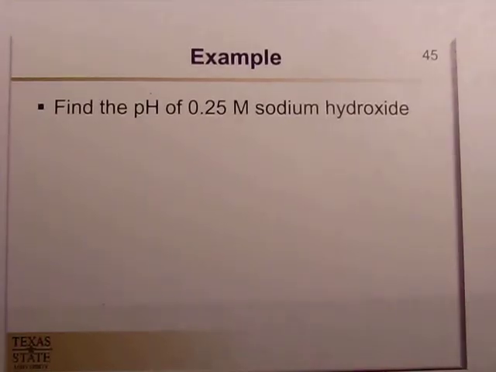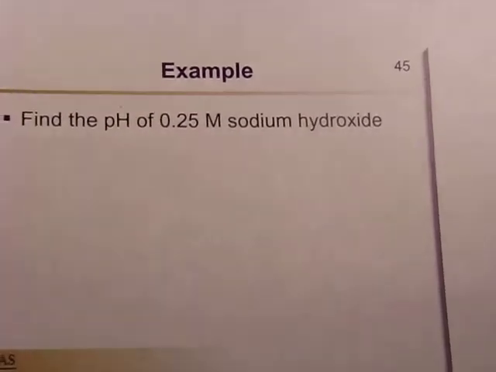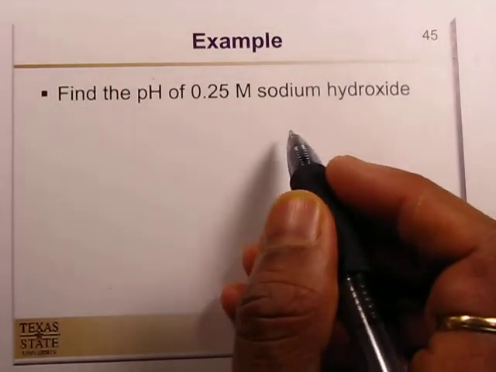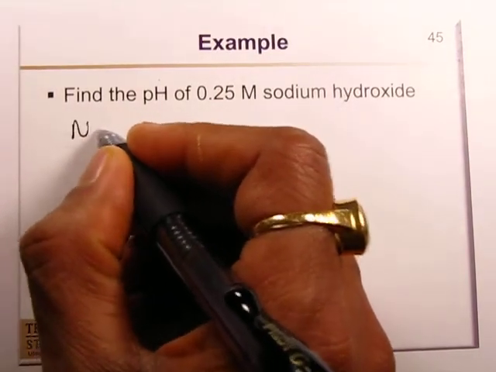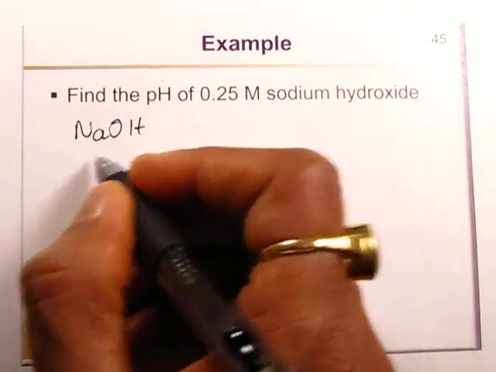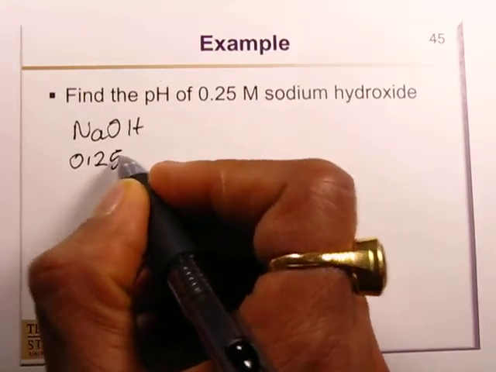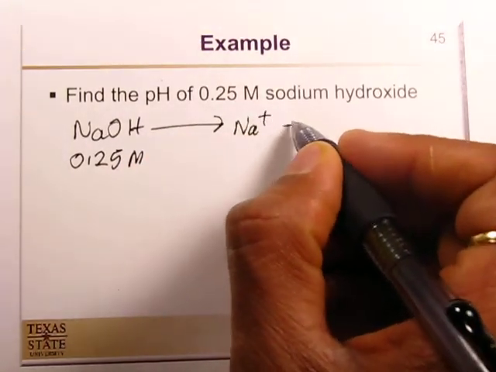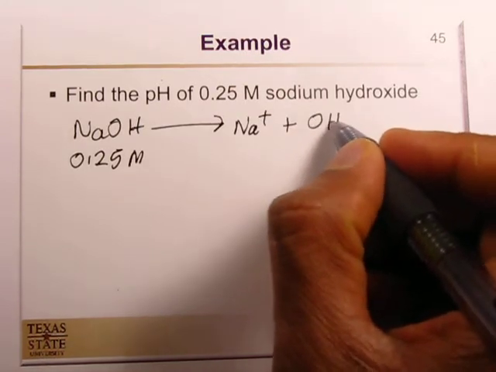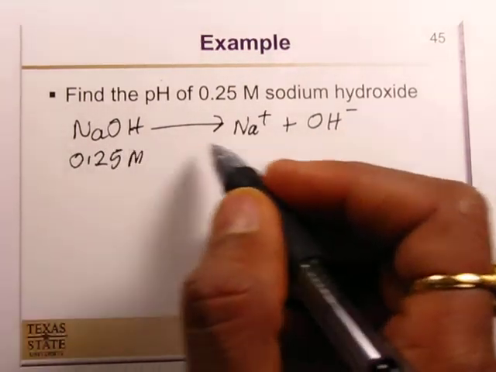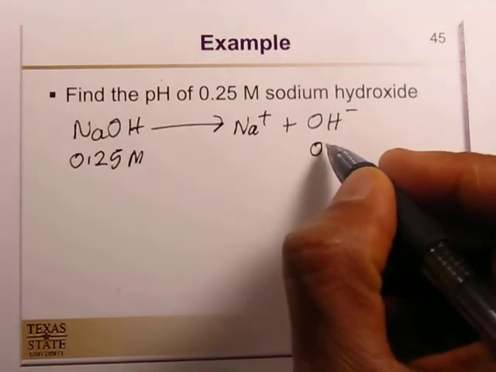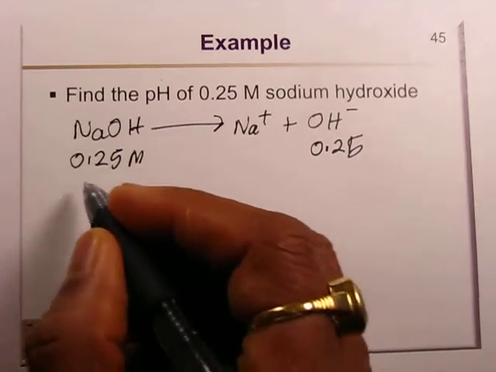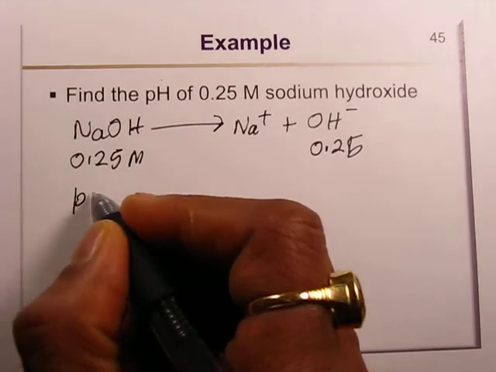For the basic solution, we have to find the pH for 0.25 molar sodium hydroxide. After 100% dissociation it will give us sodium plus OH minus. Basically this is a group 1 element, and it will give exactly the same concentration of hydroxyl ion. Then we can calculate first the pOH.